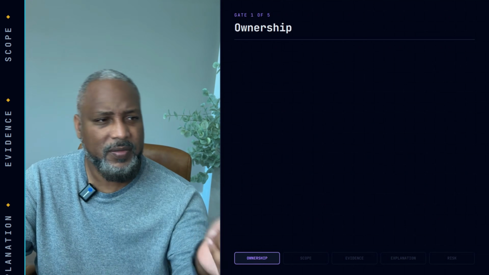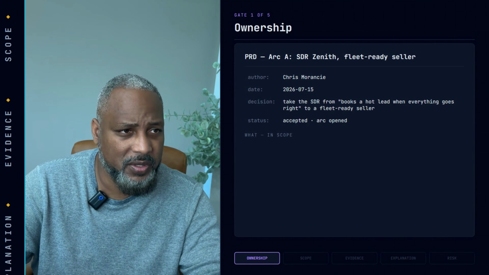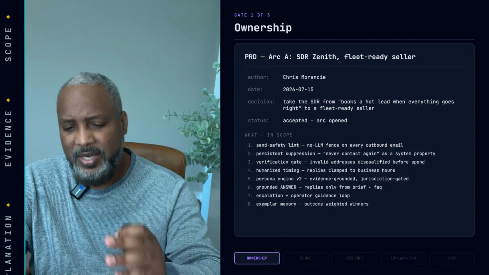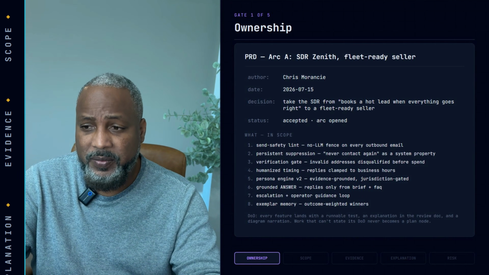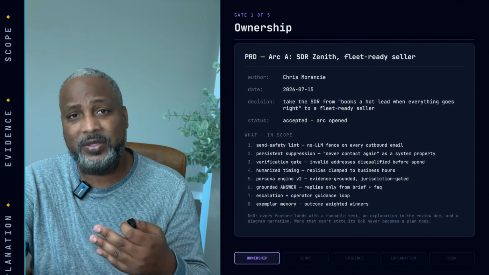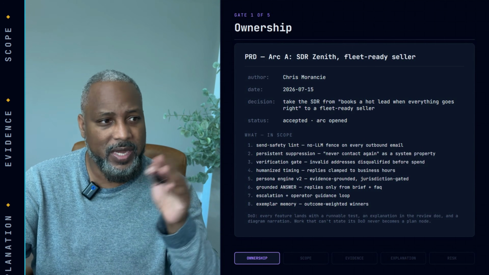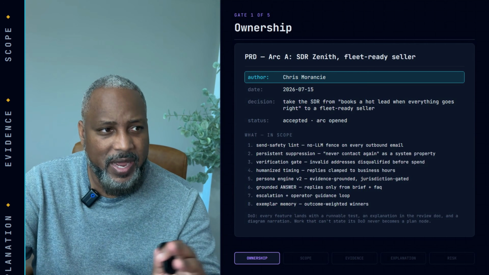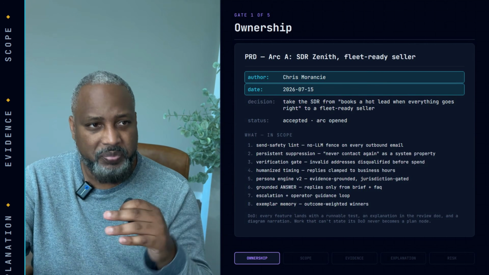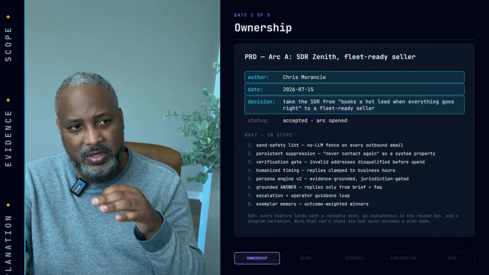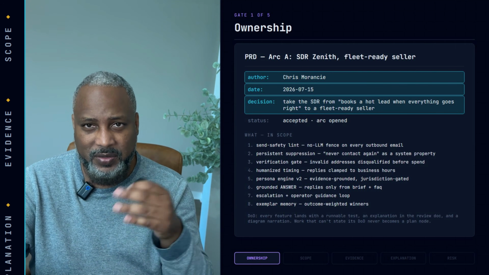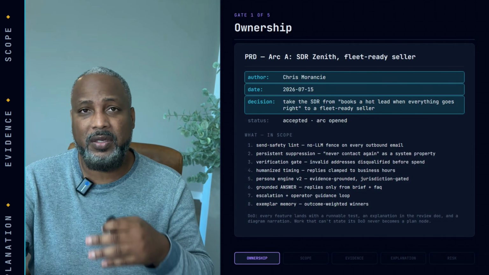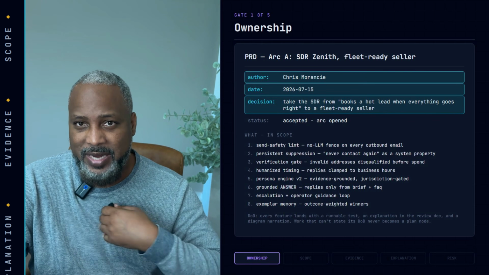So gate 1 is about ownership, right? Every piece of work in my system starts with a PRD. And if you look at the top of the PRD, what you'll notice is that I have a name, I have a date. It's pretty much who made the decision. So again, this maps with one of the 5 pillars and one of the 5 gates that I talked about. Not an agent, not a human. It has my name on it.